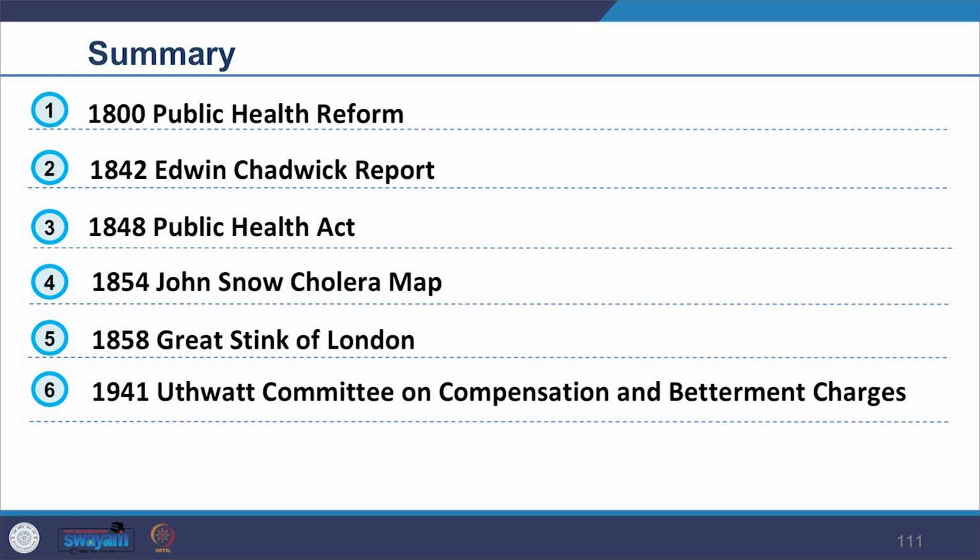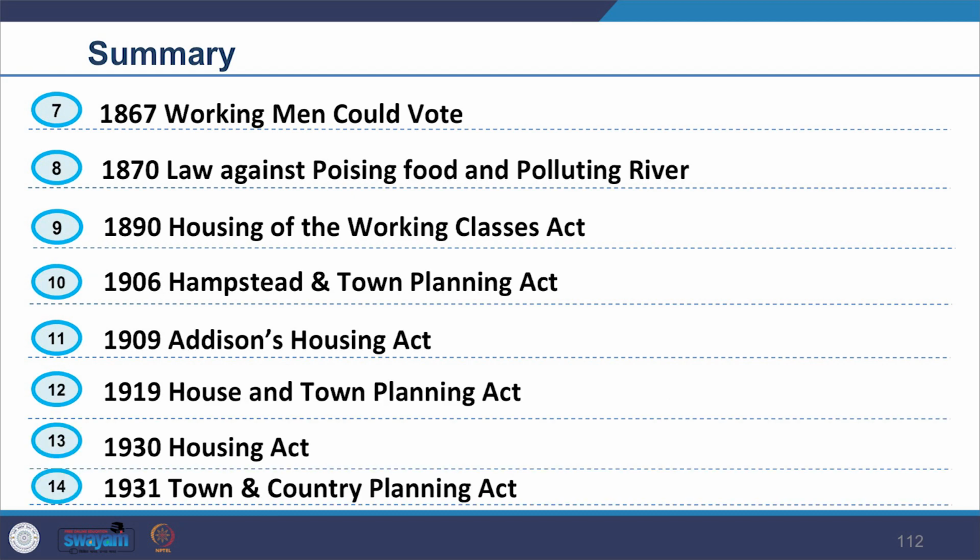acts today. We looked at the public health reform, Edwin Chadwick's report, John Snow's cholera map, the Great Stink of London, and various committees. We also talked about how working men's voting changed the landscape of legislation, and related to that a lot of acts came in, such as the Housing of the Working Classes, the Hampstead Garden Suburb and Town Planning Act, the Addison Housing Act, and the Housing and Town Planning Act.